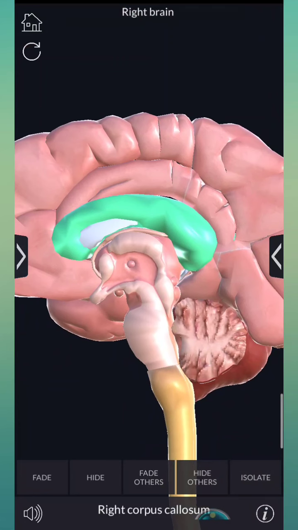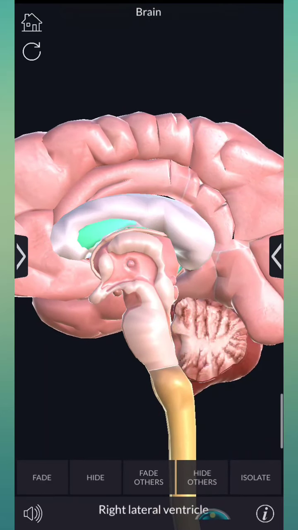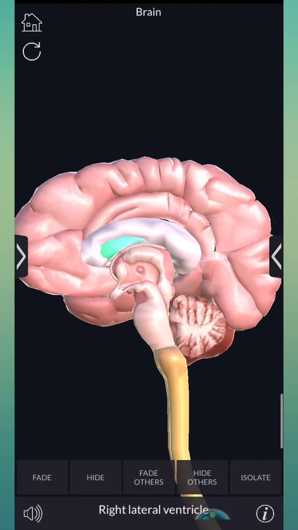Corpus callosum is a thick bundle of nerve fibers that connects both hemispheres to each other. In our brain, it sends signals for communication between both sides of the brain. And the next one is lateral ventricle. Lateral ventricle, I explained, contains CSF. So I explained before.